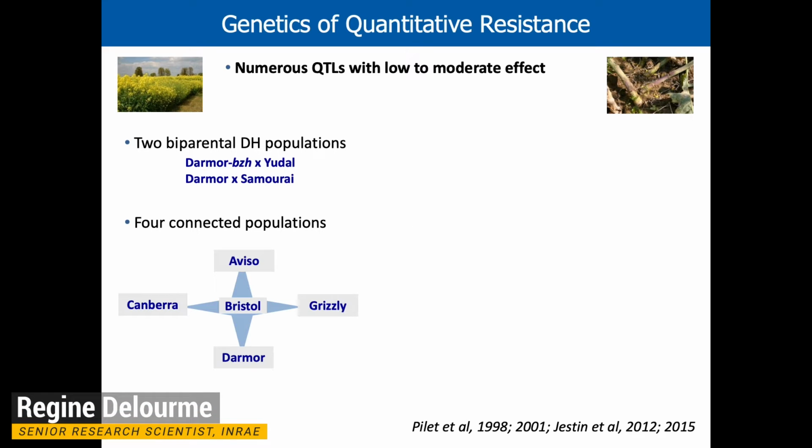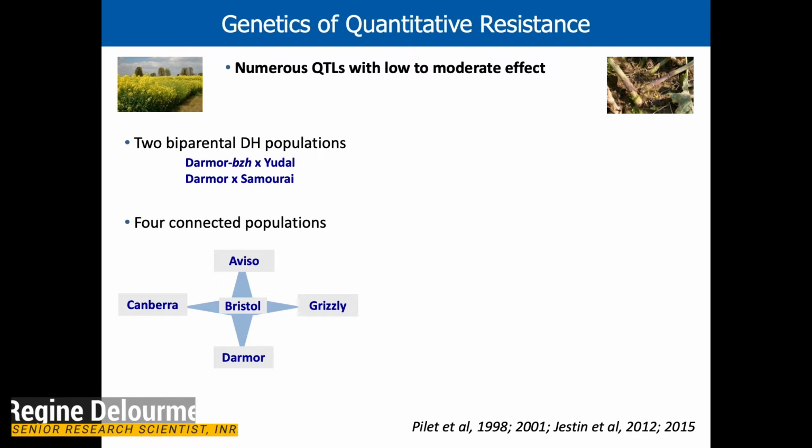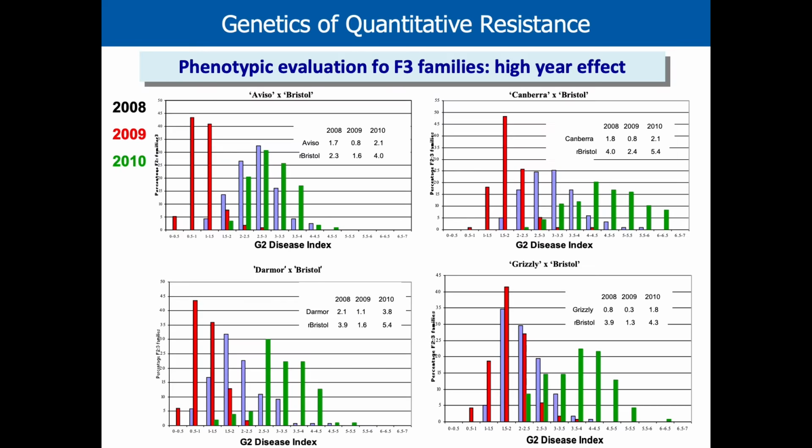We then wanted to know whether Darmor QTL were present in other resistant sources and if we could find new QTL. We used a connected design with 4 populations sharing the same susceptible parent, Bristol. We chose resistant parents without effective RLM genes in order to study only quantitative resistance. Populations were evaluated for 3 years, which showed a year effect. You can see here the disease severity was much lower in 2009 than in 2010, for example.